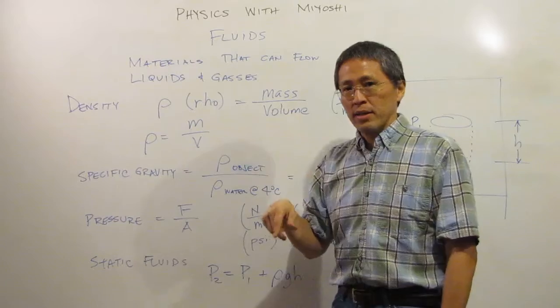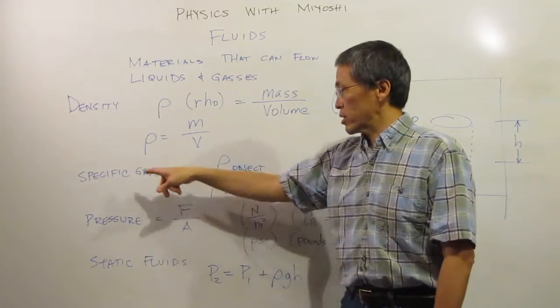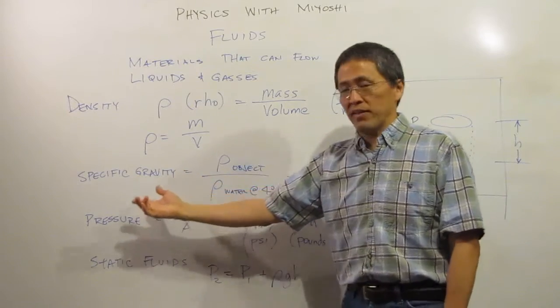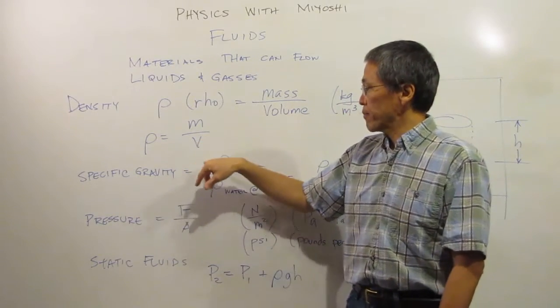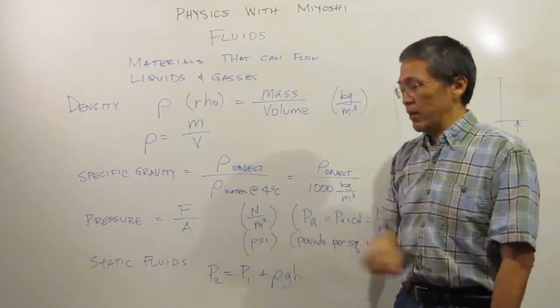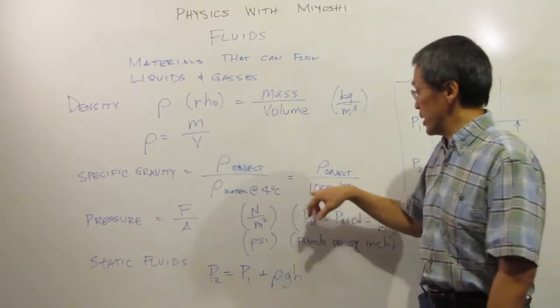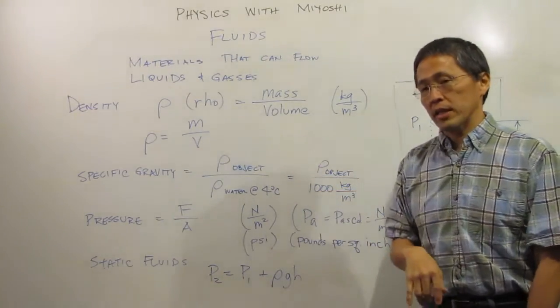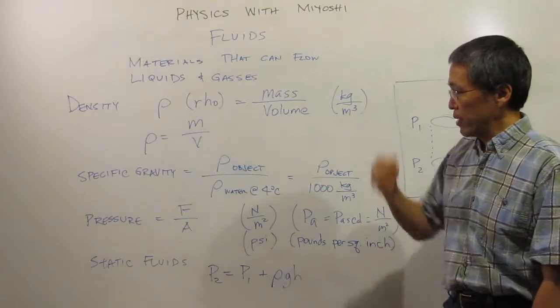If you want to talk about a ratio, there's a thing called specific gravity. Specific gravity compares the density of an object to the density of water at 4 degrees Celsius, which is comparing the density of our object to 1,000 kilograms per meter cubed.